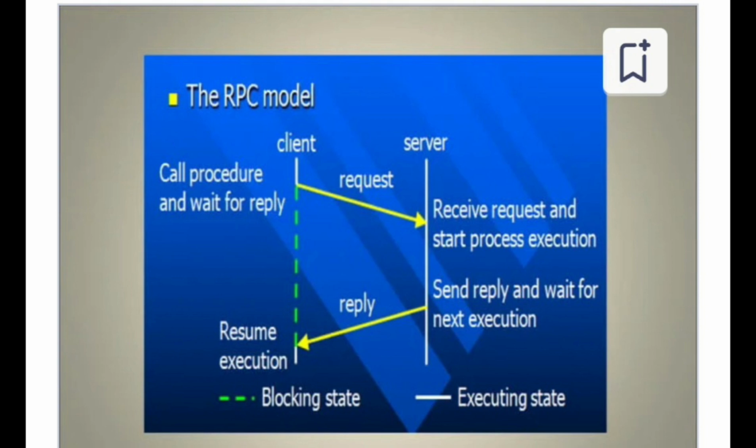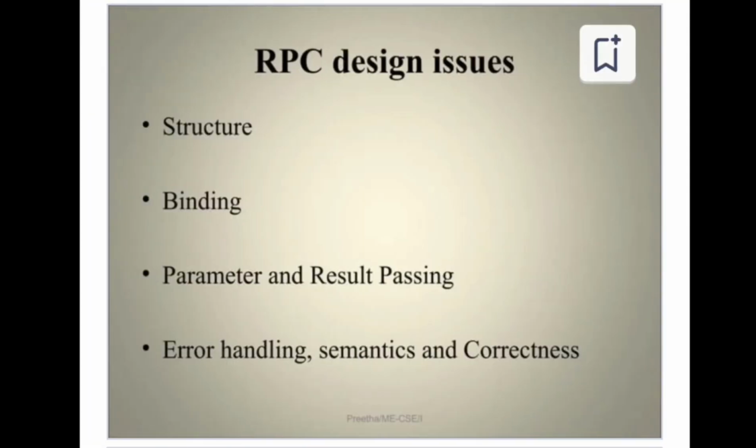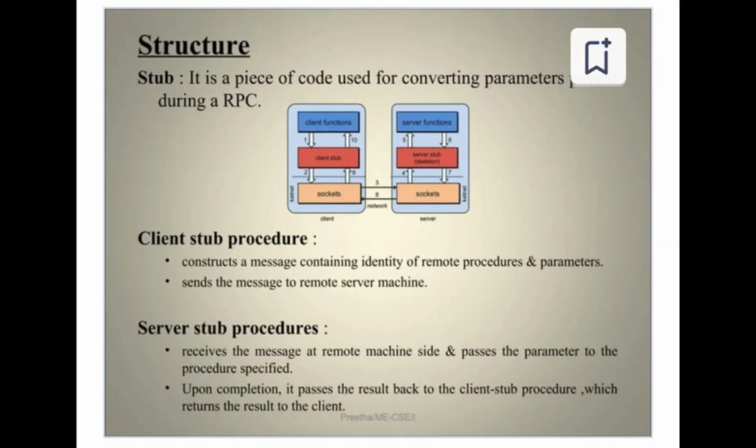As you can see in this diagram, the client requests the server: it calls the procedure and waits for the reply. The server receives the request and starts process execution. Then the server replies to the client, which resumes execution, showing the blocking state and executing state. RPC design issues: structure, binding, parameter and result passing, error handling, semantics and correctness.